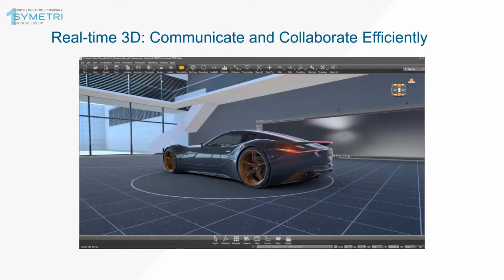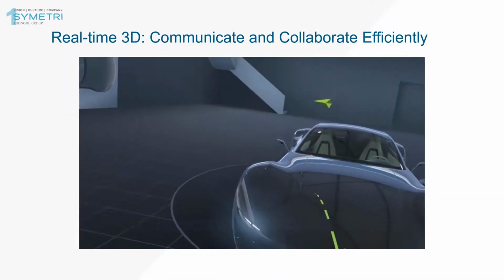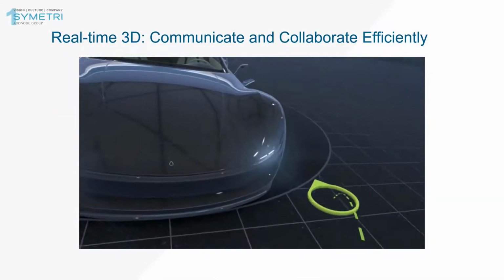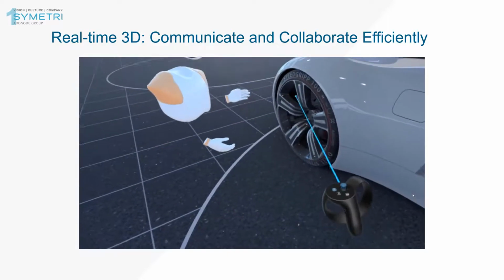VR could potentially be a great way of including stakeholders that might be separated by thousands of miles in the same scene at the same time. And given the current economic and global situation, it's a great way to be able to connect teams and be able to continue working as normal.